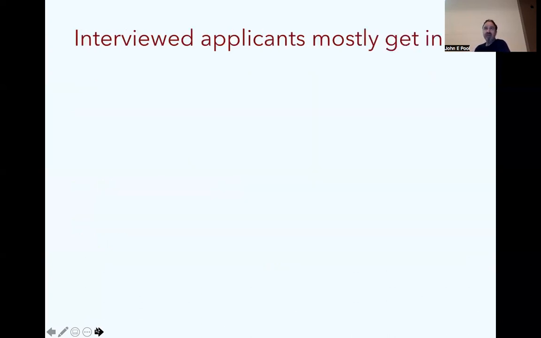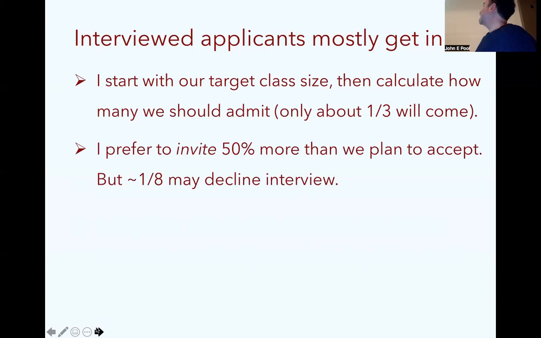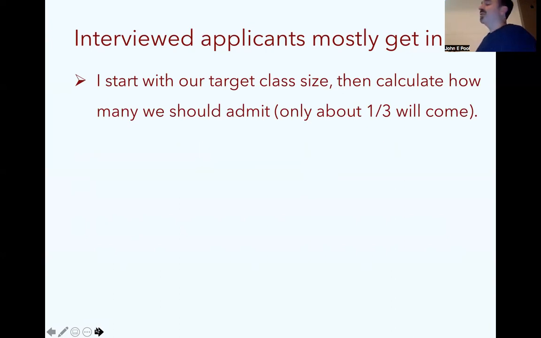One thing I want to emphasize at the end here, and I'll say this again next week, is that most people we interview get in. I'm going to focus on the domestic side here. The way that we figure out how many to interview is to first figure out how many we want in our next class. Let's say that number is 10. Then I figure out how many we should admit on that basis, and that number might be 30 plus, because roughly only about 1/3, or just a little more, of the applicants who we accept will actually choose our program.